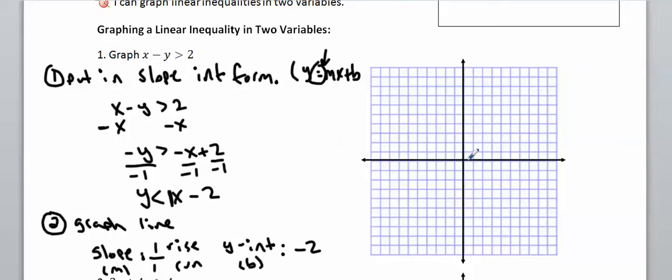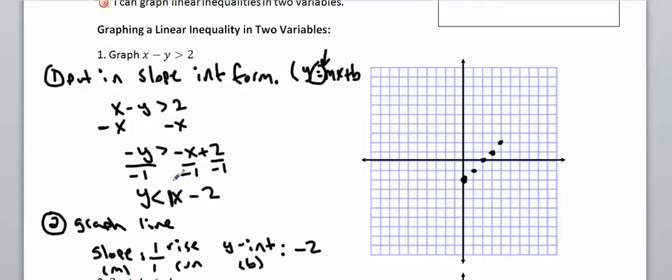Let's go over here to the graph. Starting at the origin, I'm going to graph my y-intercept of negative 2. Okay, start there first. And my slope is 1 over 1, so it's up 1 over 1. Up 1 over 1. And graph as many as you need to get a straight enough looking line.